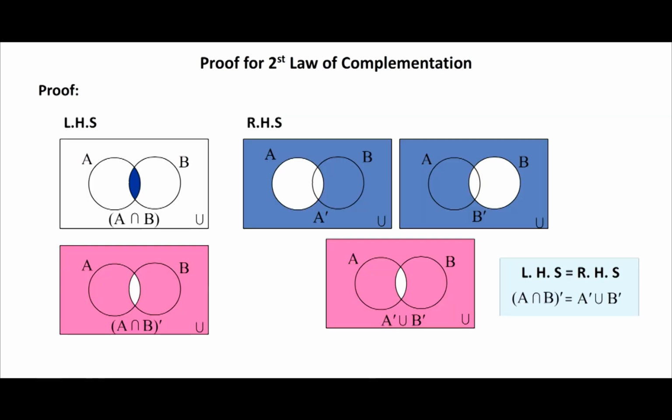Proof of the second law for complementation. For any two sets A and B in the universal set U, (A intersection B) complement is equal to A complement union B complement. Click on the proof button to view the proof. (A union B)' is equal to A' intersection B'. (A intersection B)' is equal to A' union B'.